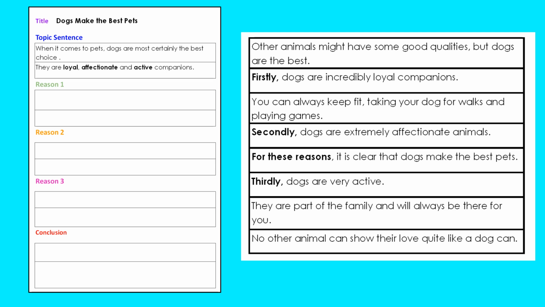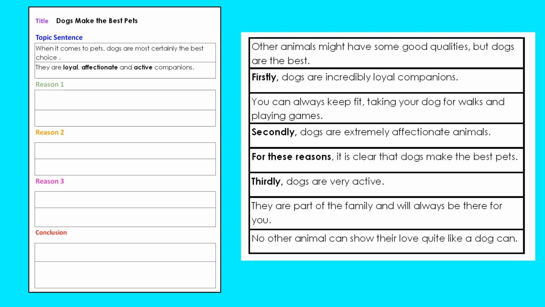Now, my second statement gives the reader a bit of a hint of the 3 reasons that I'm going to be talking about. First, they're loyal, affectionate, and active companions. To work out what I'm going to do, I'm going to be looking for those 3 words in the statements because that's going to give me a hint. I've also made it a little bit easier because I've highlighted firstly, secondly, for these reasons, and thirdly. So we know that that's going to be the first sentence in each of the sections.